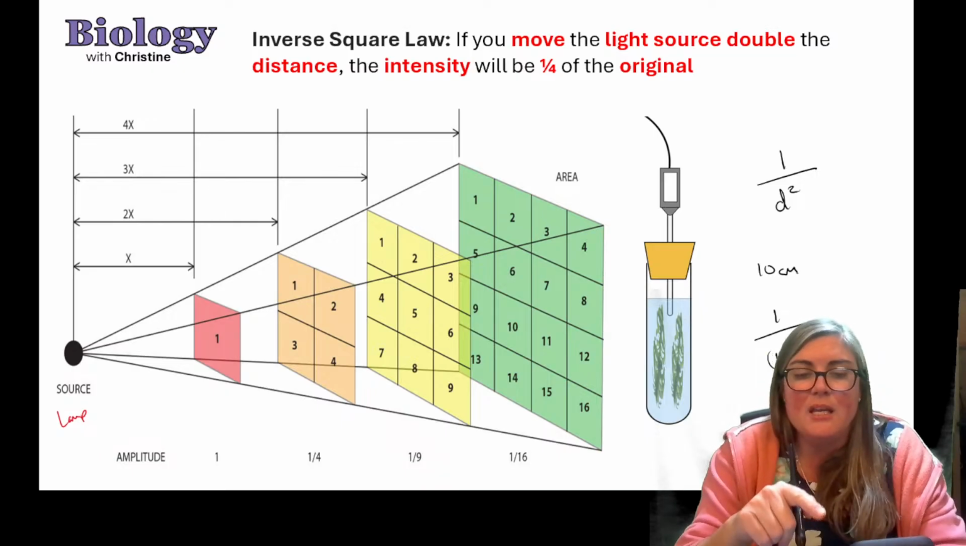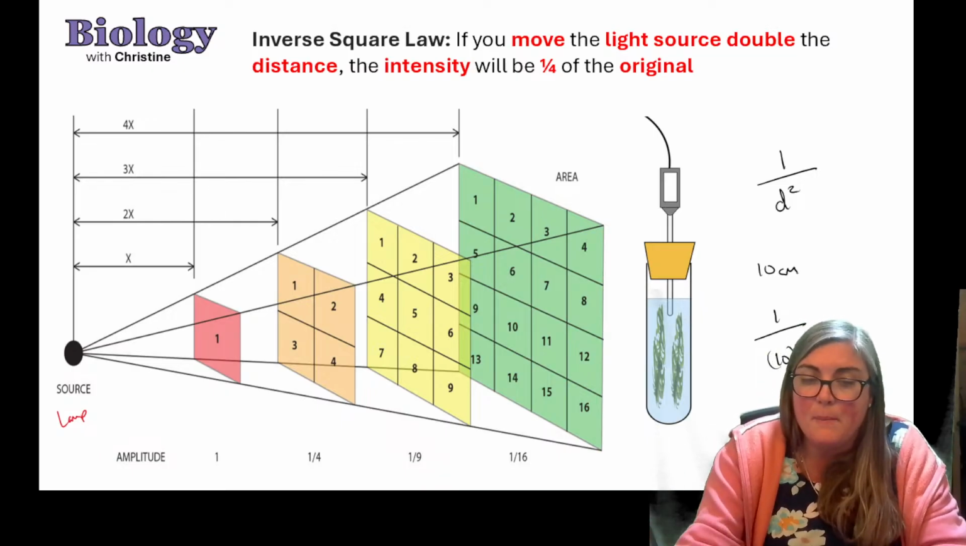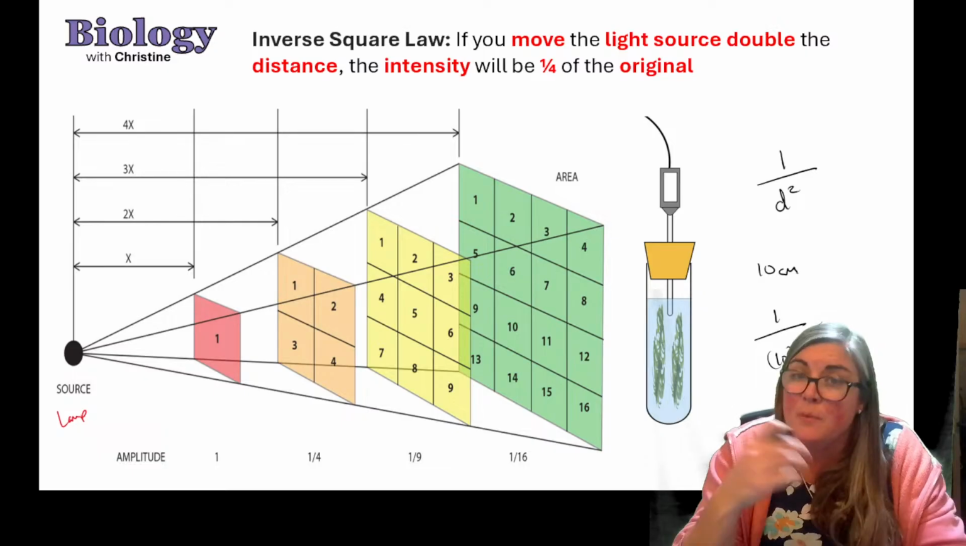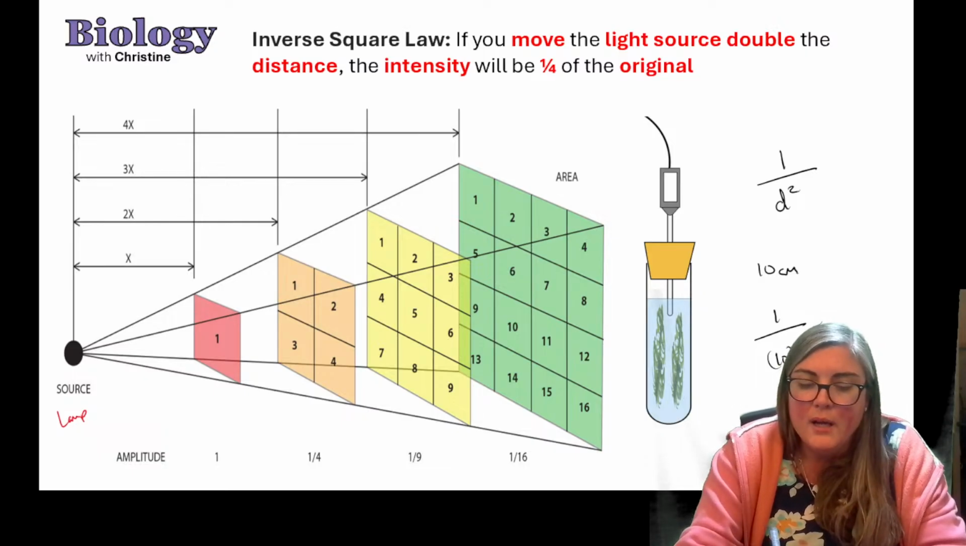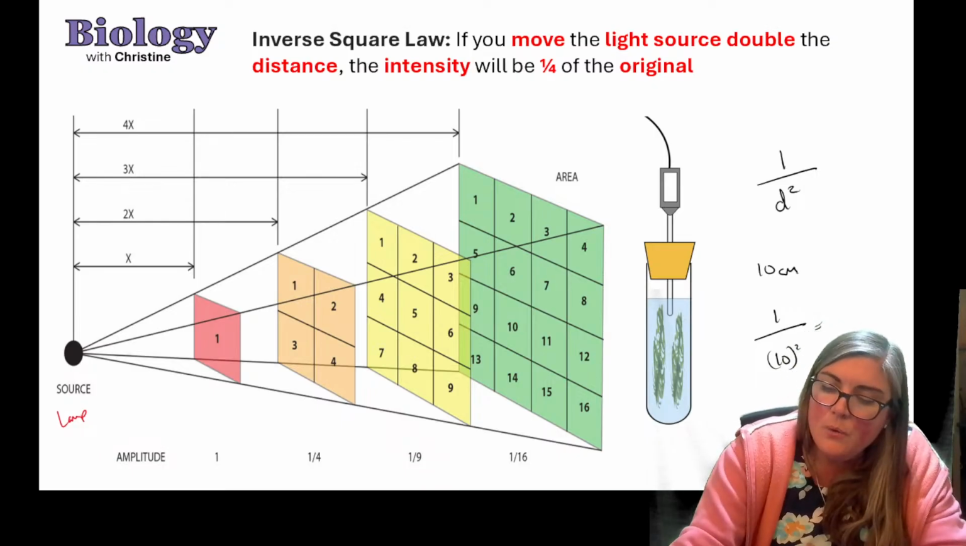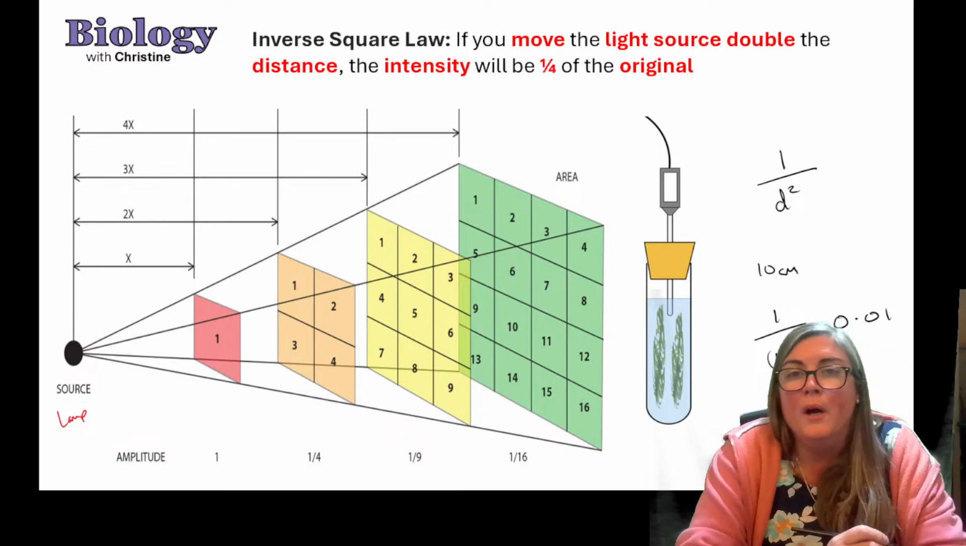This is another thing I would say to you. If you're anything like me, you need to be very careful that you don't make mistakes by putting numbers in the wrong place. So 1 divided by 10 squared is equal to 0.01.